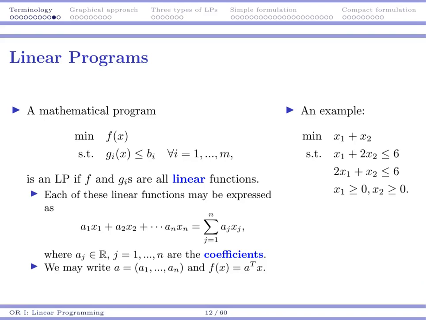Okay, so finally we are ready to talk about linear programs. A mathematical program, as we mentioned, in general may be expressed in this way, right? We have m constraints. They are inequality constraints. We are minimizing an objective function. Our decision variables may be expressed as a decision vector x. This particular mathematical program is a linear program, is an LP, if all these functions are linear functions.